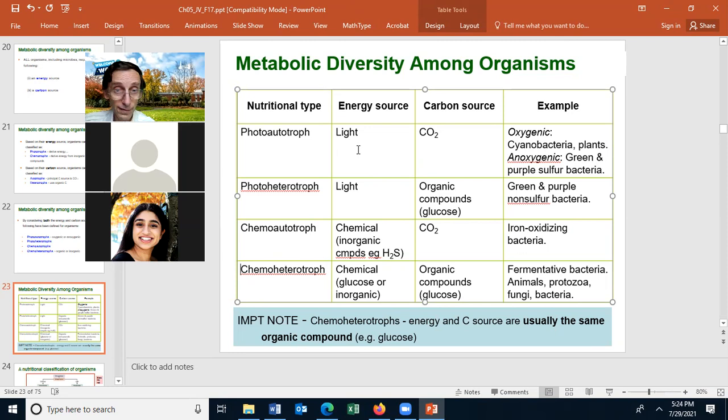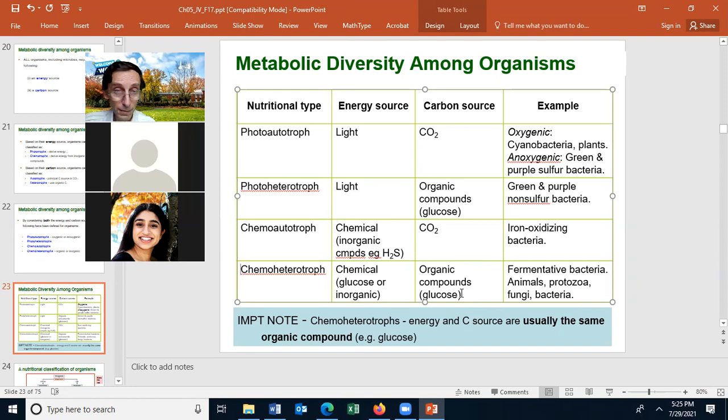Chemoheterotrophs get their energy source from a chemical, and that can be glucose or some molecule similar to glucose, and that's what we do. But there are chemoheterotrophs that can get their energy source from an inorganic chemical molecule, such as iron, or ammonia, or sulfate, or hydrogen sulfide gas, depending on the organism. Okay? All of the chemoheterotrophs get their carbon source from an organic chemical compound, such as glucose.